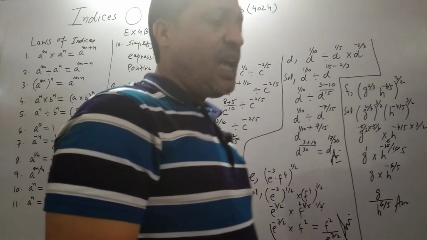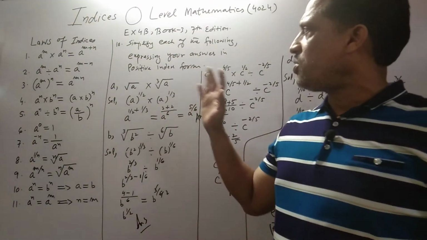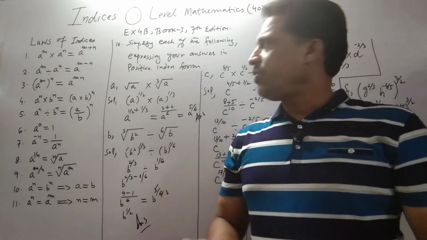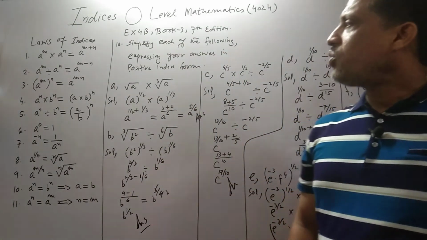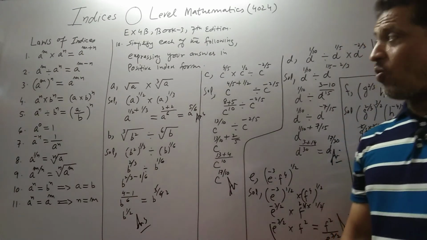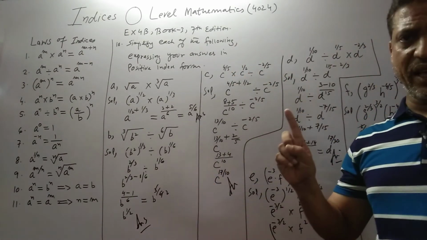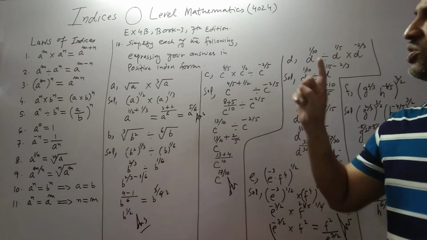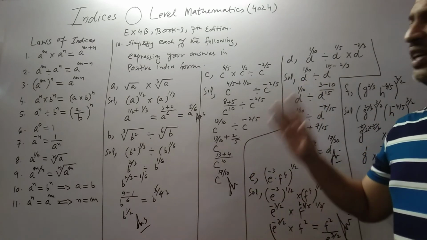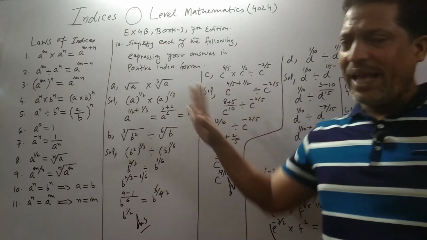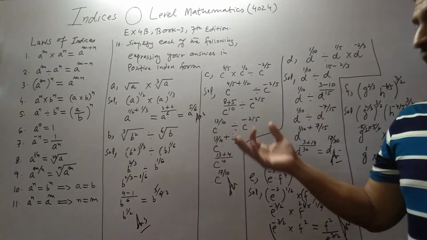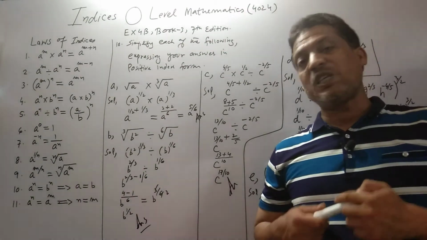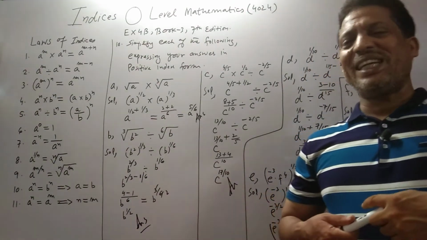I hope you understand. I have done all the parts of question number 10 just for you, for your practice and for clearing your concepts. So I hope you understand today's class. One question of exercise 4b is still left, that is question number 11, where we will be doing some more complex indices questions, and then after question number 11 I will be starting past paper questions.